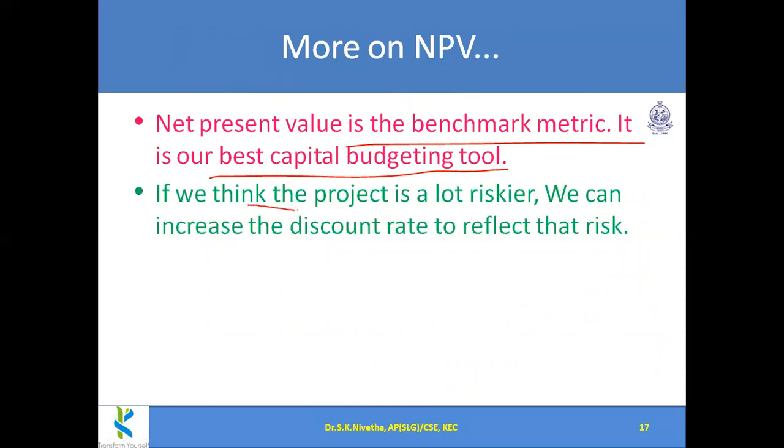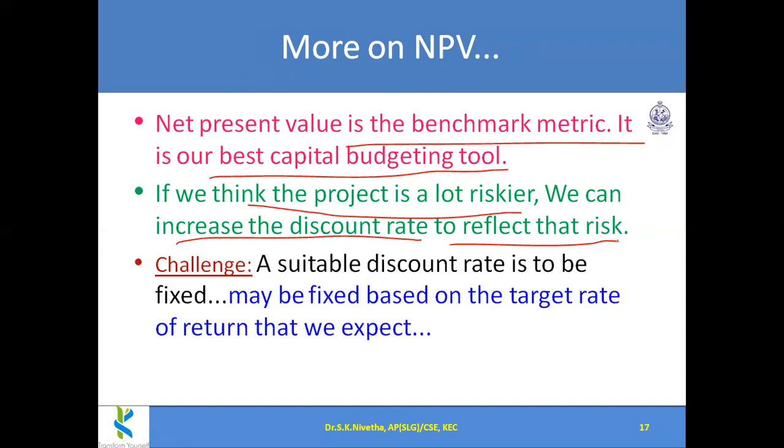If we think the project is a lot riskier, because till now in this set of calculations, the risk is not at all considered. If we think it is a riskier project, then we can increase the discount rate to reflect the risk. We are calculating the NPV for 15%, means it is moderately riskier, means add 2% extra discount rate. In that way, we can manage the present value, discounted cash flow. So the challenge here is how do we derive a suitable discount rate for that particular project. So that is the challenge here.